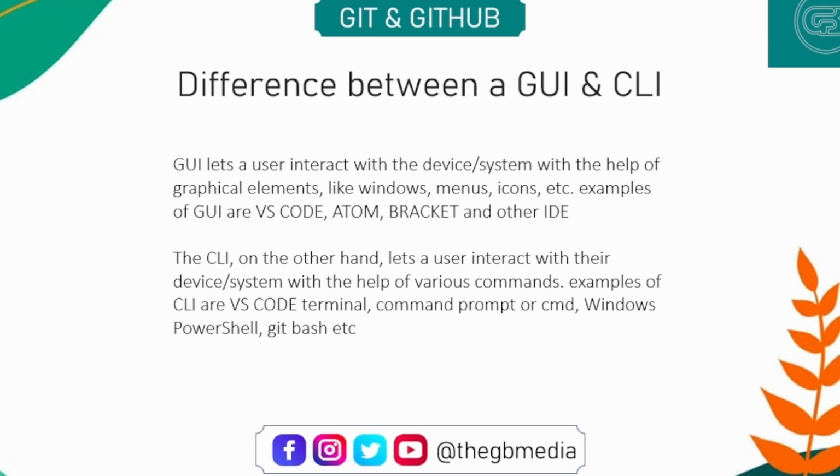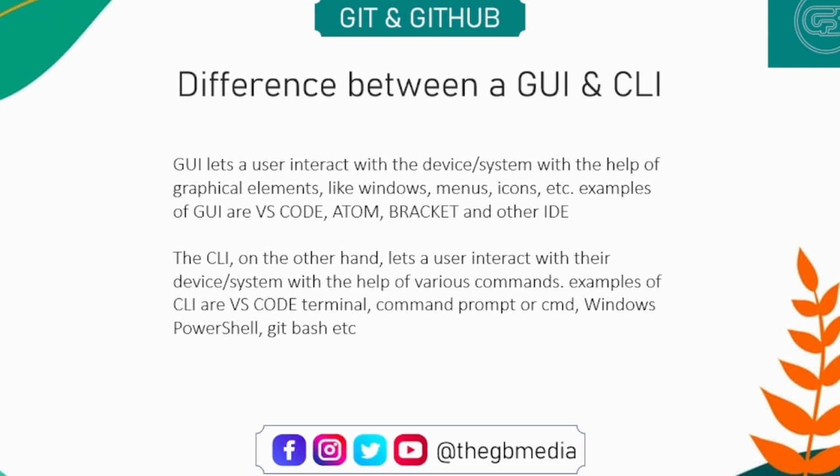On the other hand, CLI means command line interface. A CLI lets a user interact with their device or system with the help of various commands. Examples of CLIs are the VS Code terminal. I also have the command prompt or CMD. There's also Windows PowerShell. There's also Git Bash, and there are some other ones, I think Commander as well, that can be installed or downloaded. While a GUI lets us interact by using graphics, a GUI is very easy. Like when you open your computer for the very first time, you see those icons and desktop and windows and all of that.